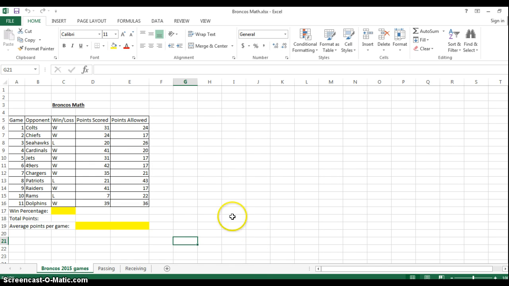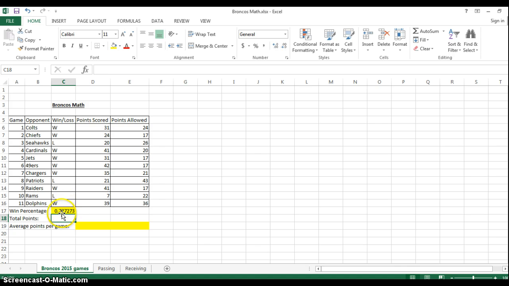And now looking at our chart here, we can see the Broncos have 8 W's and 3 L's, which means they've won 8 games and lost 3. So to figure out their win percentage, we're doing a formula. So you have to start with equals, and then take the total wins divided by the total games, which is 8 out of 11, and we get a percentage.